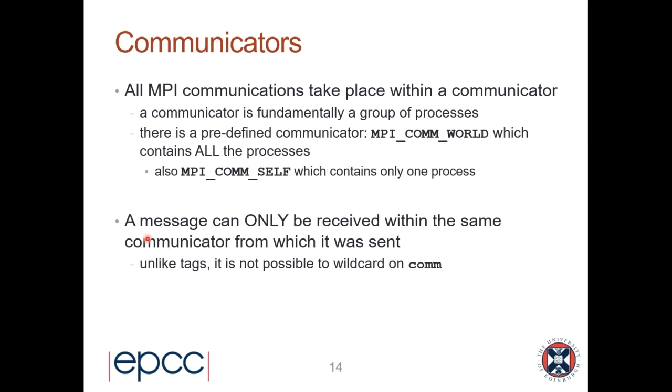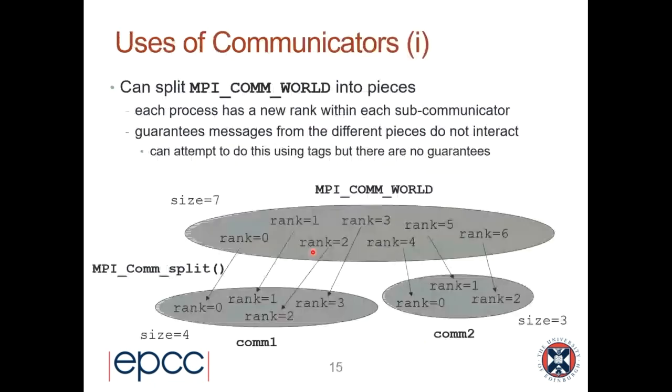The important point about communicators is that a message can only be received within the communicator from which it was sent. It's not possible to wildcard on comm. So it's an absolute guarantee of, in some sense, separation of messages. There are a couple of uses for communicators. One is the obvious one: you can split MPI_COMM_WORLD.